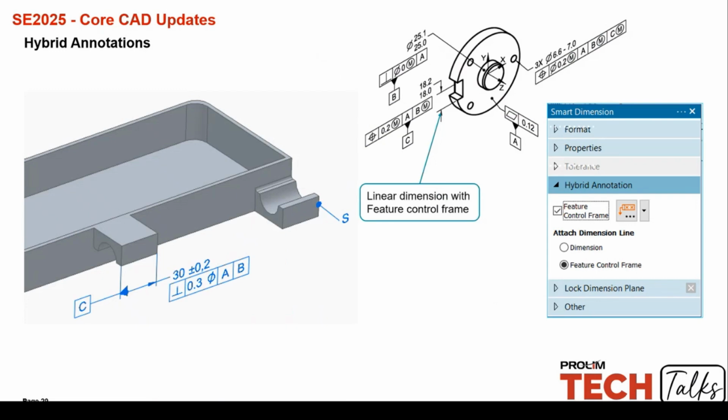Hybrid annotations have been enhanced as well. This enables the placement of dimensions and feature control frames simultaneously, available in the smart dimension and the distance between commands. The dimension lines can be connected to dimensions or feature control frames. And then the feature control frame saved settings can be accessed using that drop-down list.